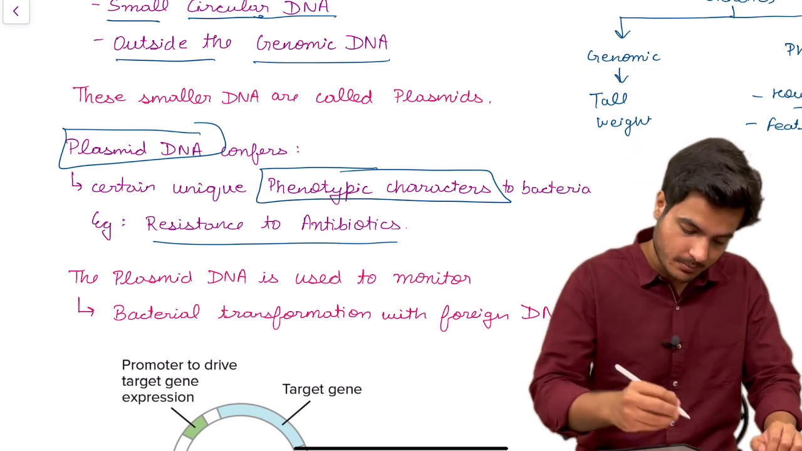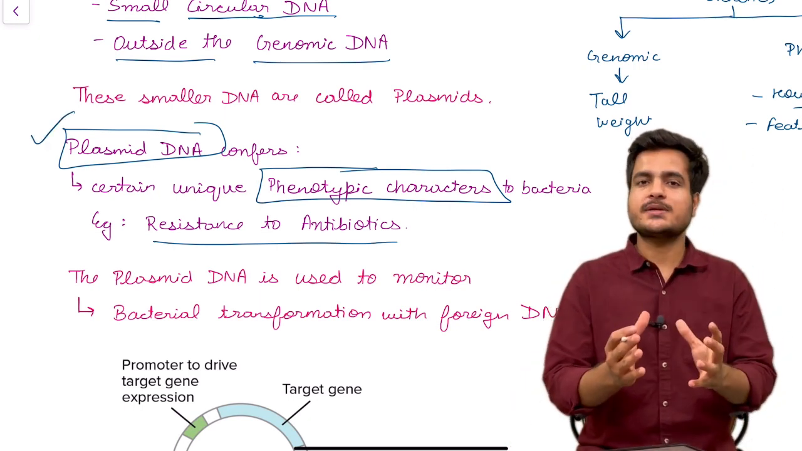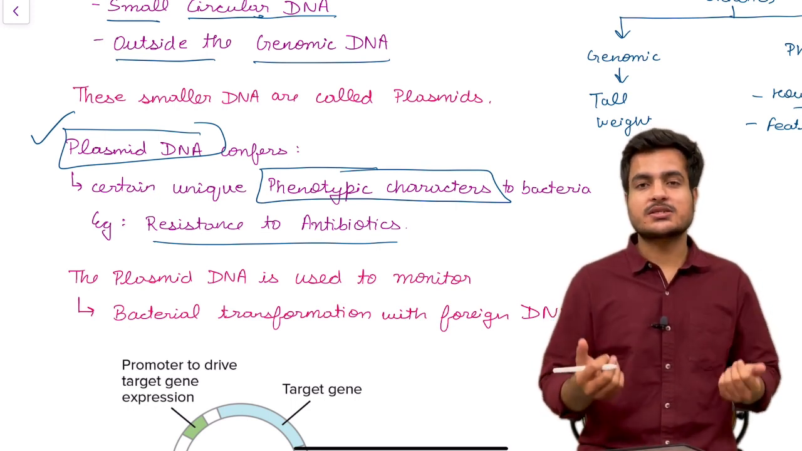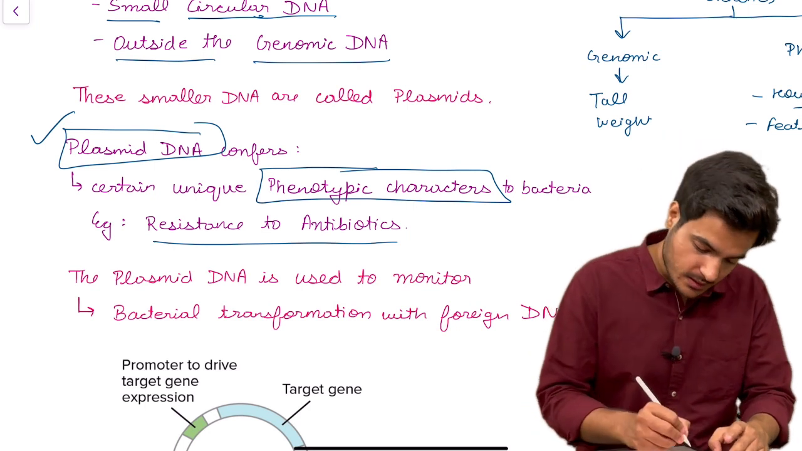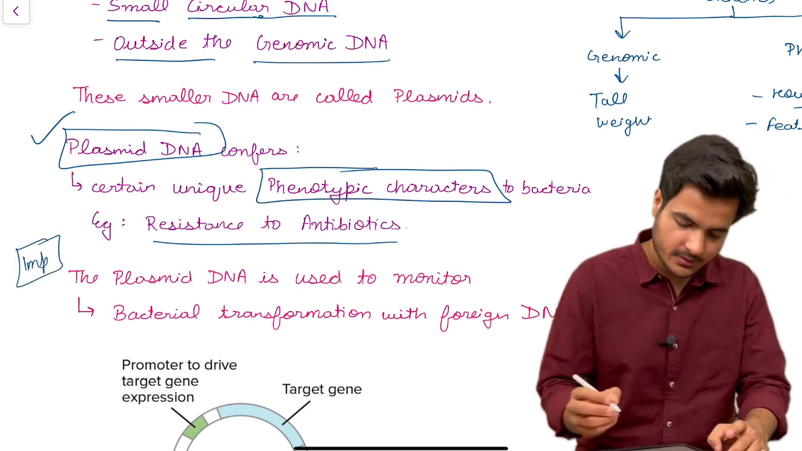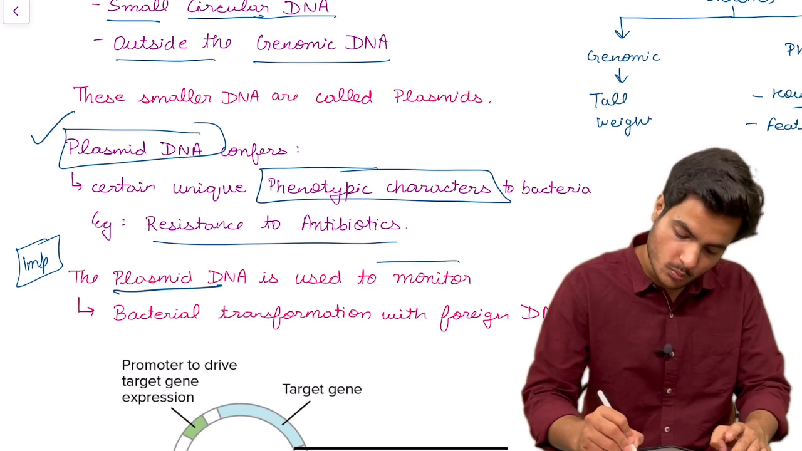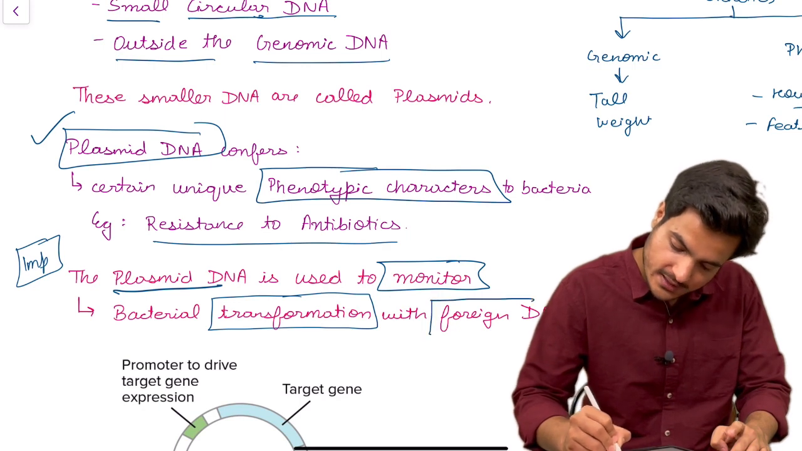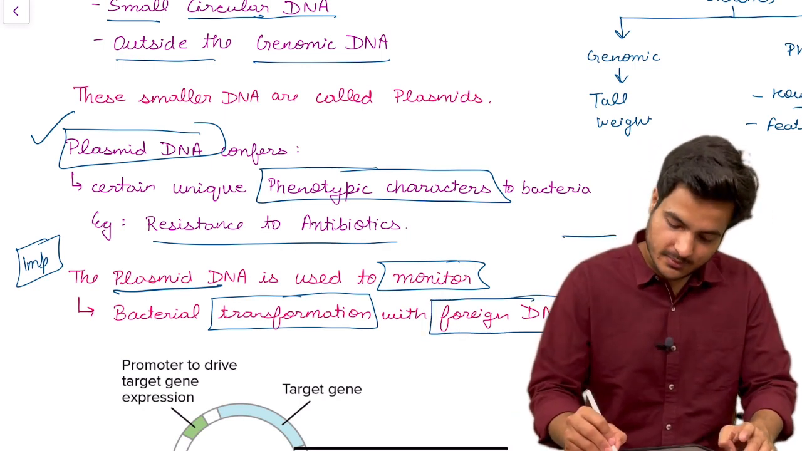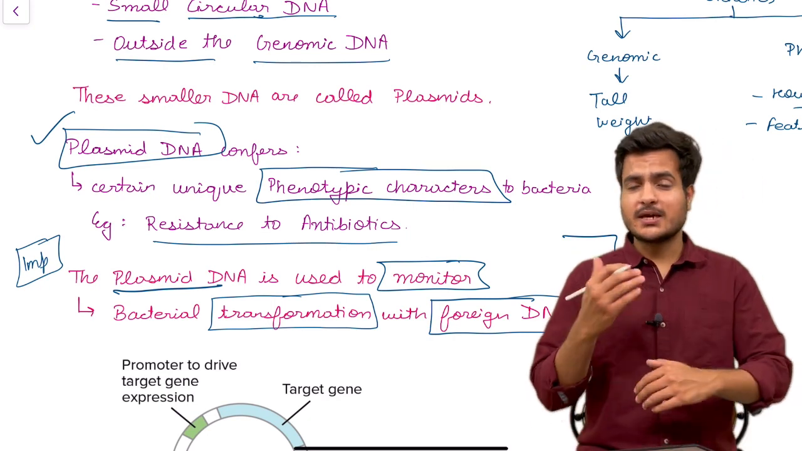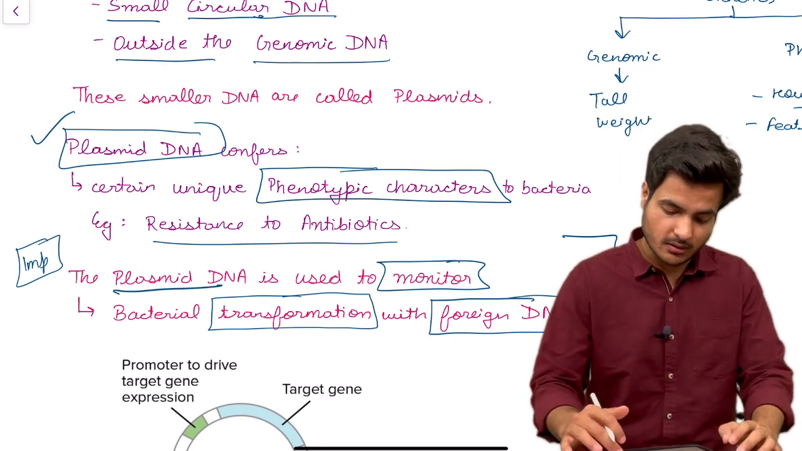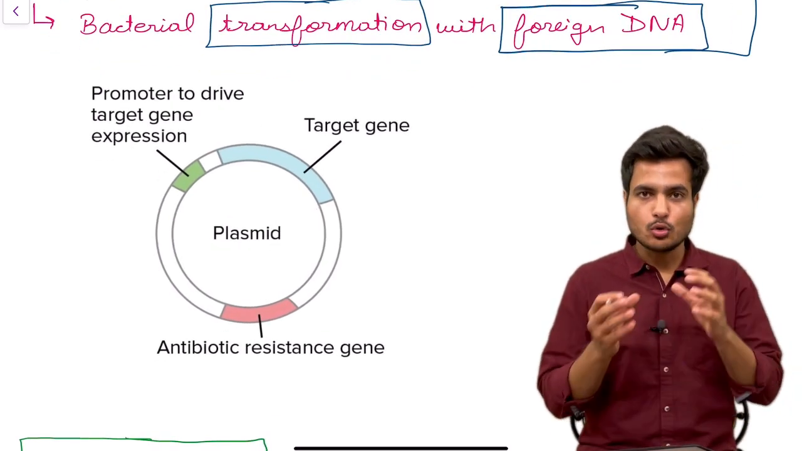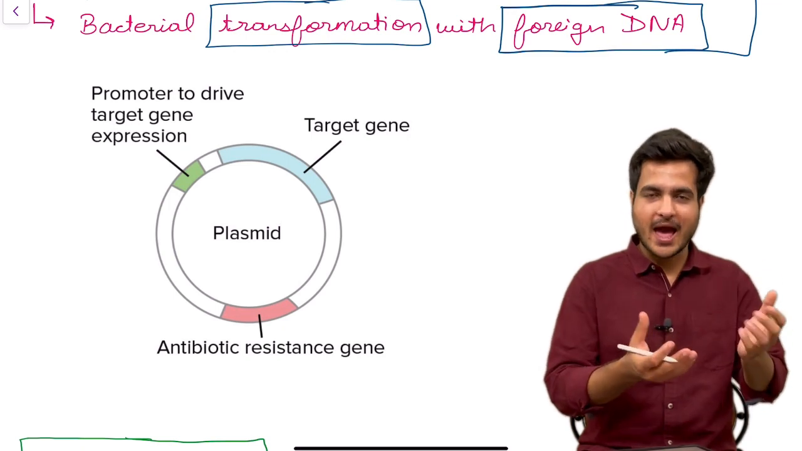which is provided to that bacteria by the plasmid DNA. So this plasmid DNA provides unique phenotypic characteristics to bacteria, such as resistance to antibiotics. And this most important line which you need to remember is that plasmid DNA is used to monitor bacterial transformation with foreign DNA. This statement is from biogenetics, that is engineering done on DNA, in which we provide a particular type of DNA to a bacteria which we want it to have in itself.